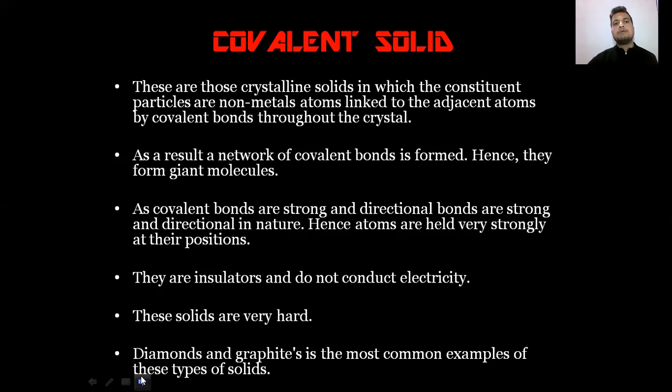So that is all about the types of crystalline solids. So crystalline solids are basically of 4 types, which we call ionic, molecular, metallic, and covalent, depending upon the constituent particles and depending upon the nature of the force present in them. Okay, so that is how we can understand it.